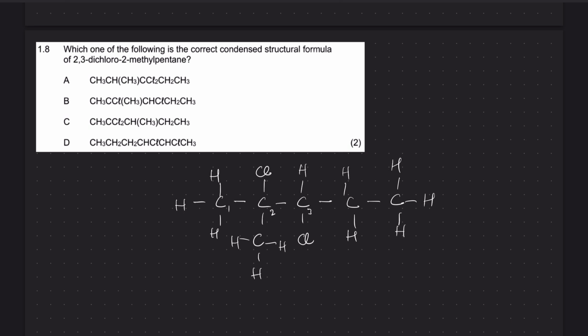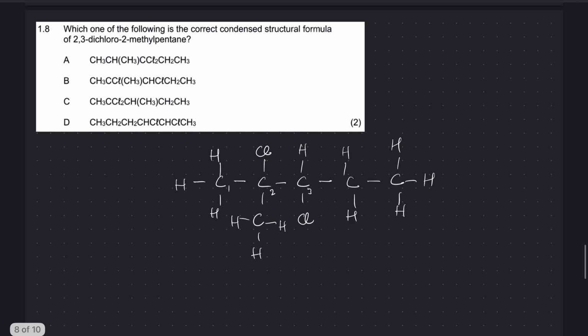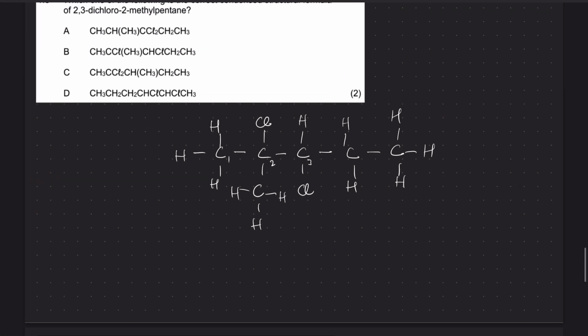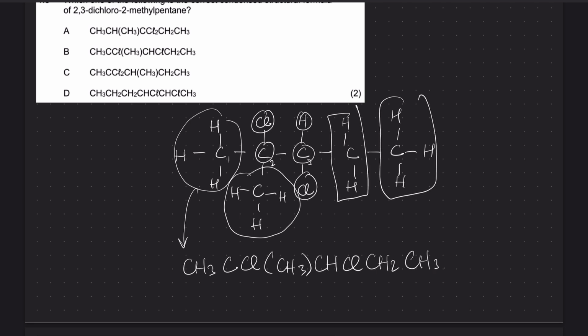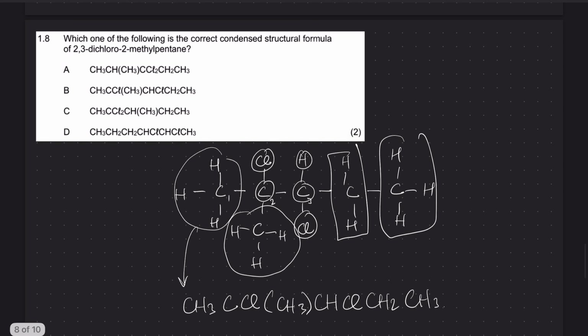Like this. So if you wanted to do the condensed structural formula, you could do it like this. You could say, okay, that's CH3, then C, then Cl, and then since this is a branch, we show it in a bracket, so CH3. Then you have C, H, Cl. Then you have CH2, which is this, and then you have CH3. Let's see which one matches up. That's option B.